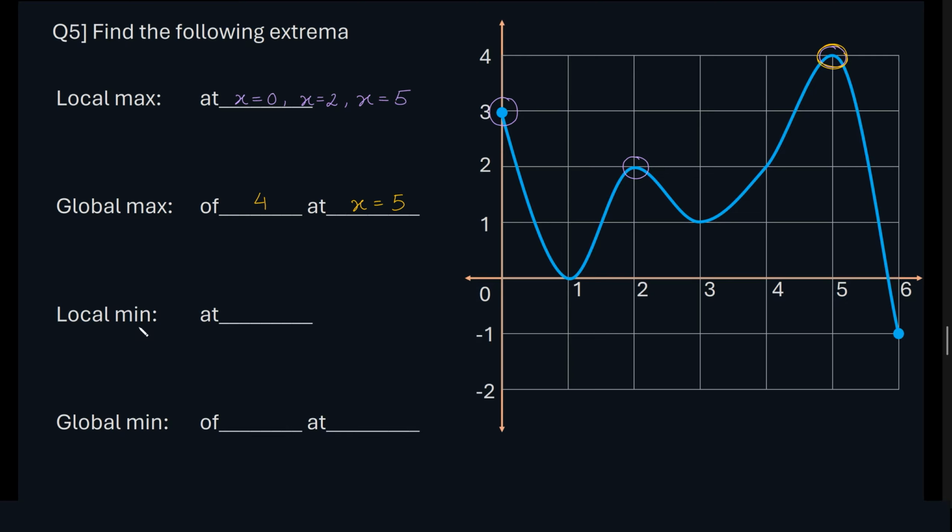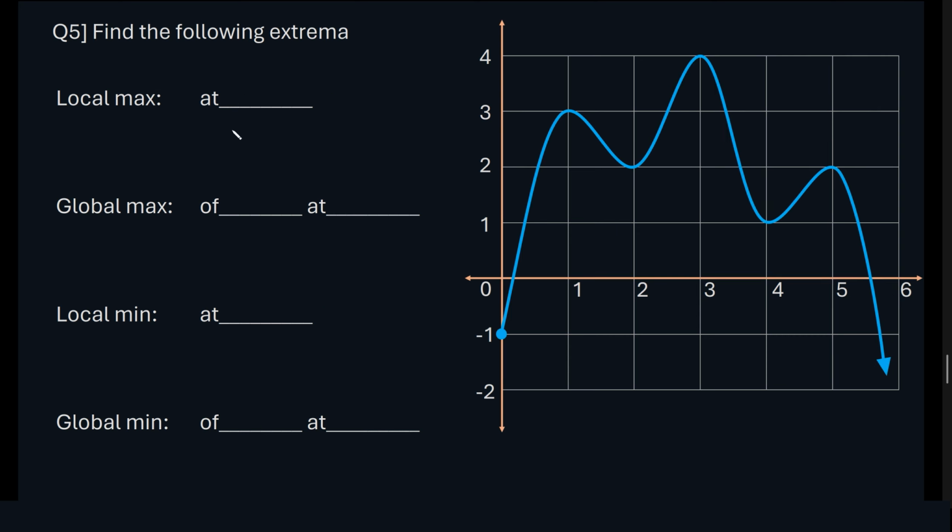Next we have local minimums, here, here, and because of the included endpoint, here. So that's at x equals 1, x equals 3, and x equals 6. And among all these, the lowest value achieved is negative 1 at x equals 6.